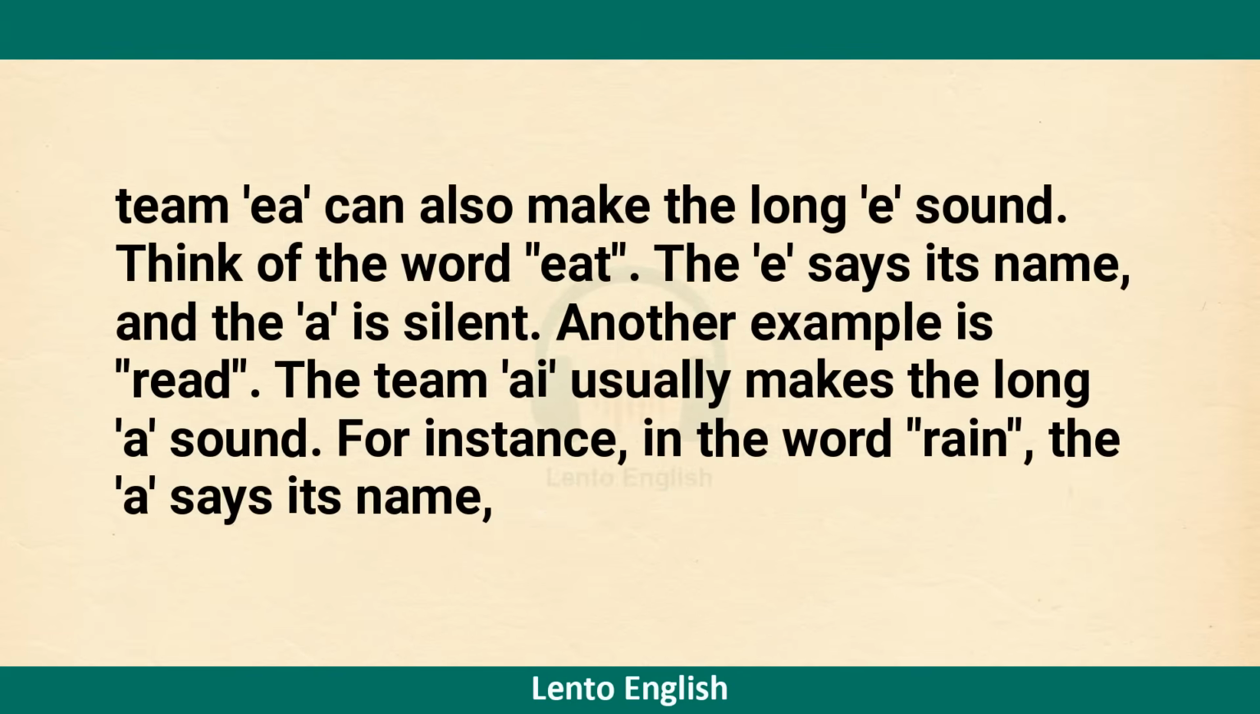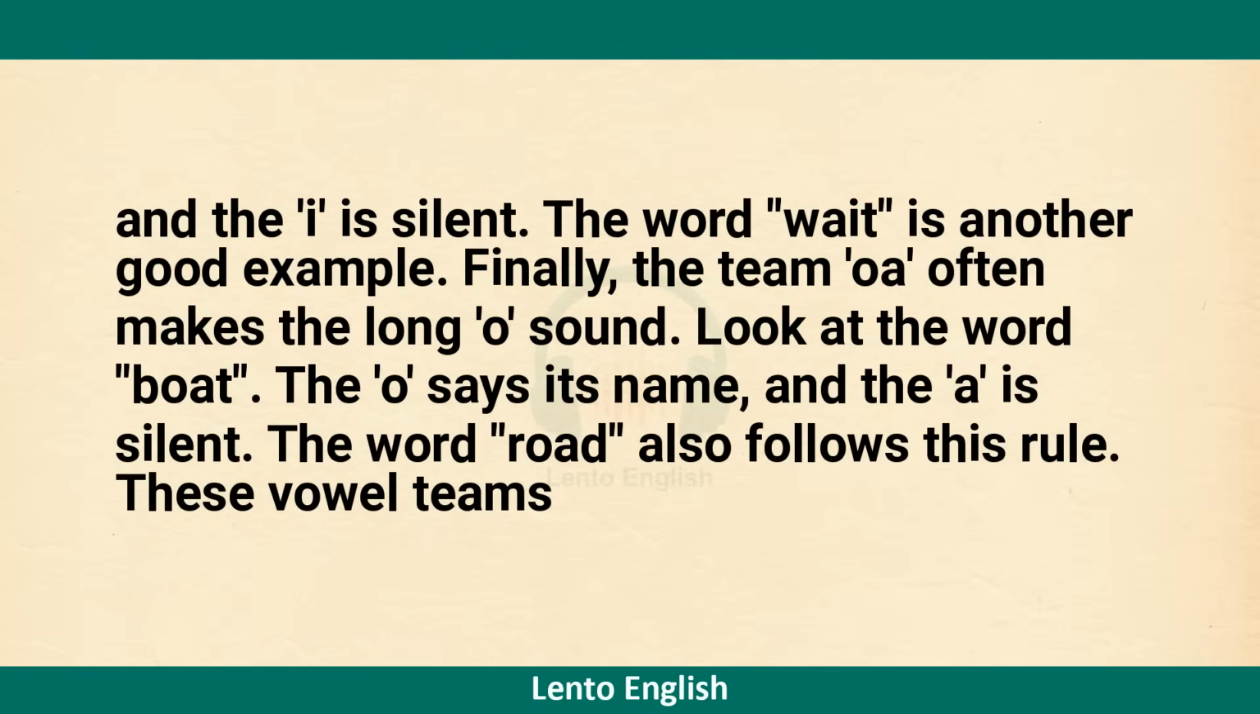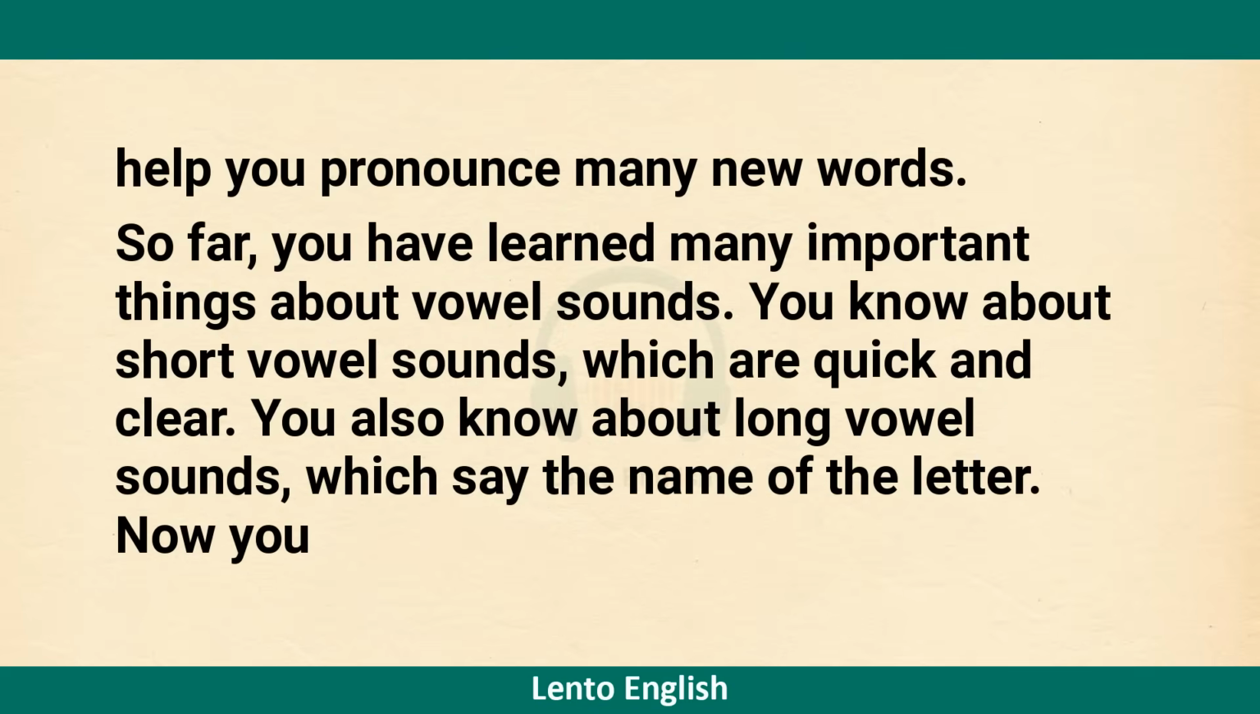The team EA can also make the long E sound. Think of the word eat. The E says its name and the A is silent. Another example is the team AI, which usually makes the long a sound. For instance, in the word rain, the A says its name and the I is silent. The word wait is another good example. Finally, the team OA often makes the long O sound. Look at the word boat. The O says its name and the A is silent. The word road also follows this rule. These vowel teams help you pronounce many new words.